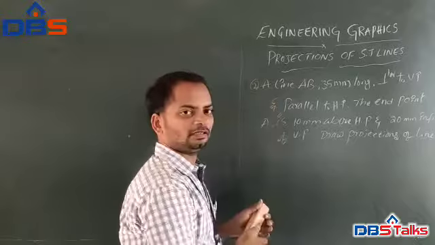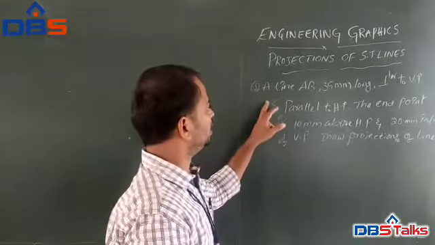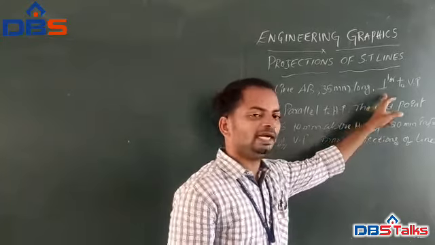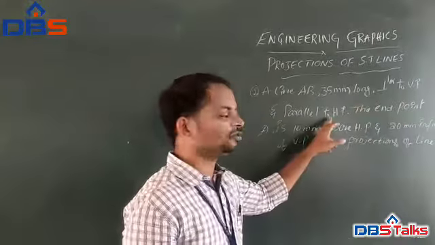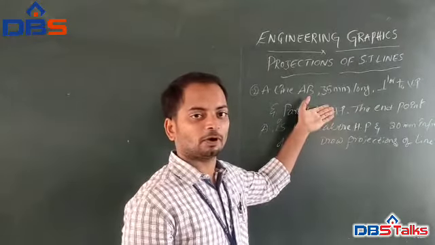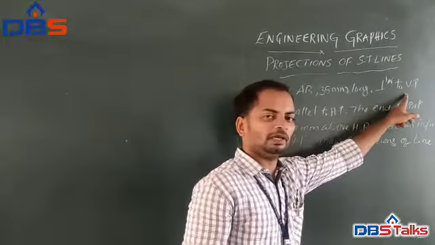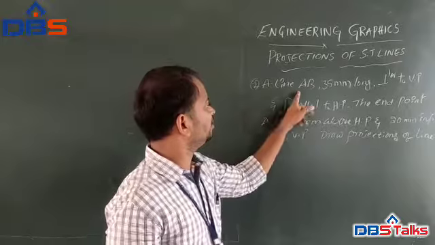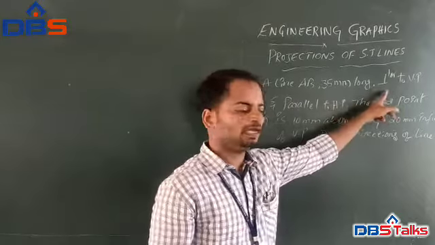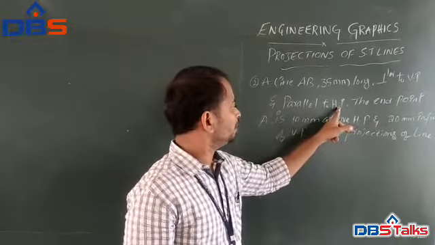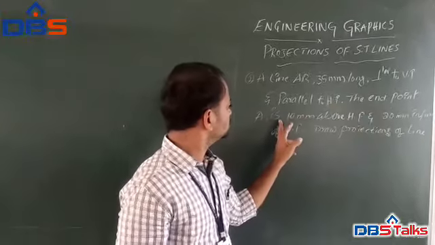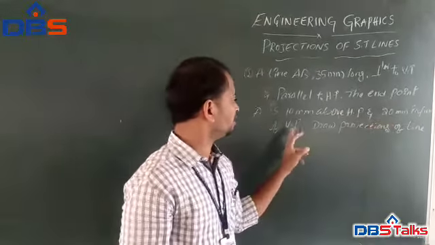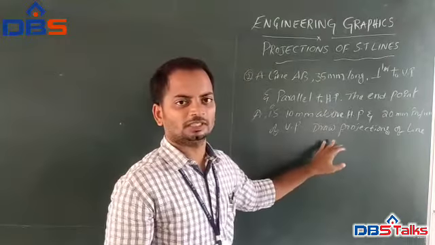Then coming to the second model. In the previous problem, the line was perpendicular to HP and parallel to VP. Now we are solving the problem with the line perpendicular to VP and parallel to HP. Let us consider a problem: a line AB 35 mm long is perpendicular to VP and parallel to HP. The end point A is 10 mm above the HP and 20 mm in front of VP. Draw the projections of the straight line.